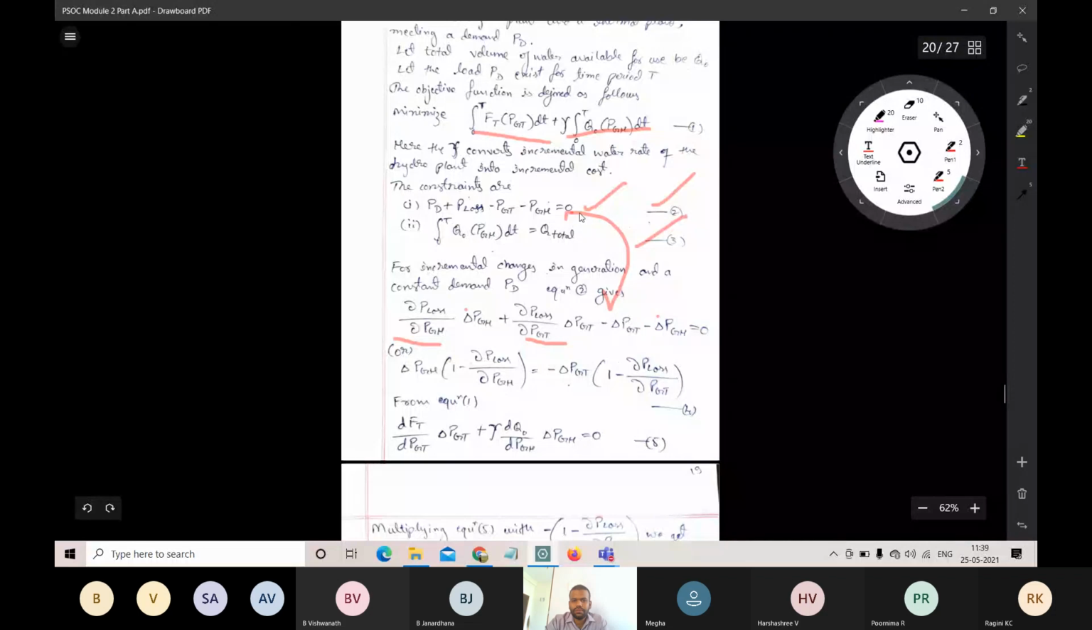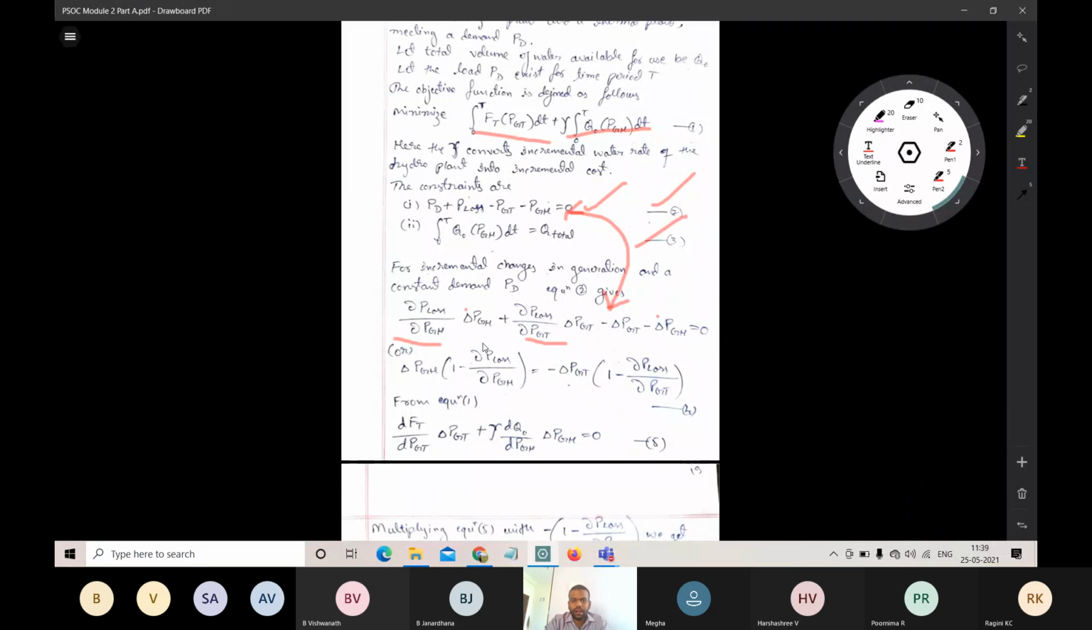Nothing new, we just substituted into this equation. These two equations are the same. This equation stands for every condition, that is demand plus losses equals generation. Here we are considering the demand and the different constants that occur in our demand and losses. So these two give the demand plus losses.